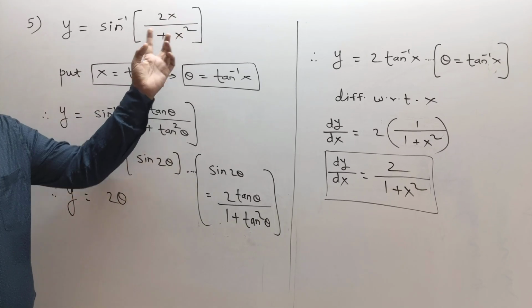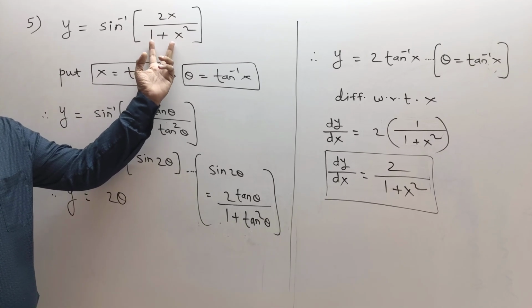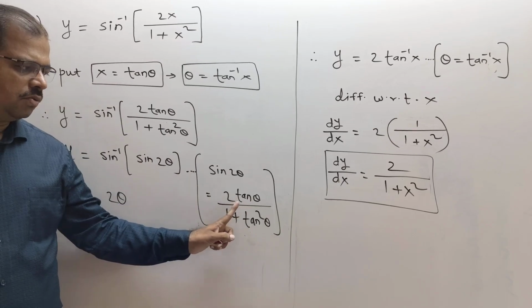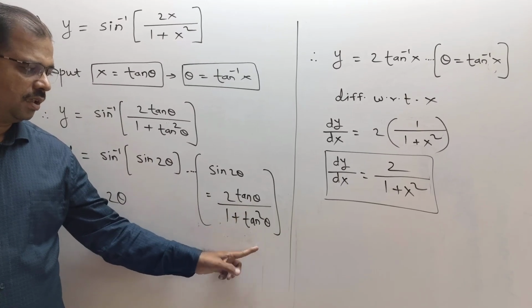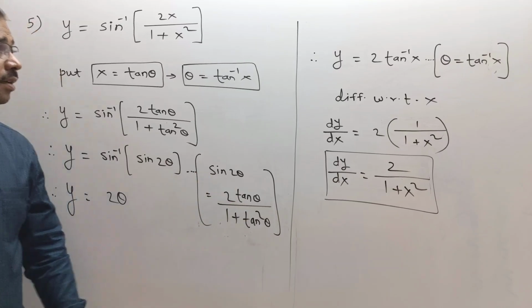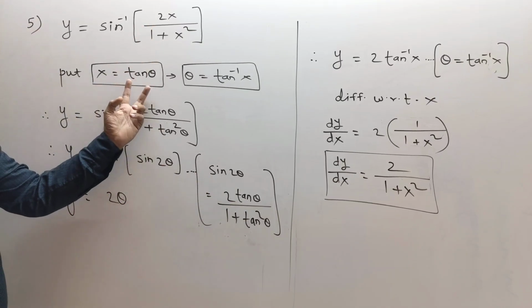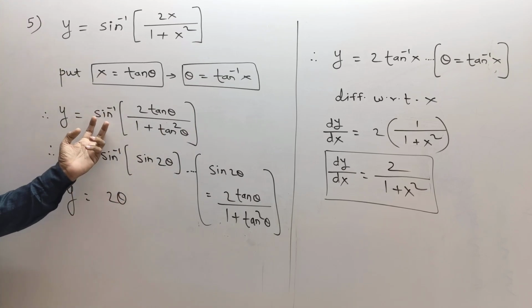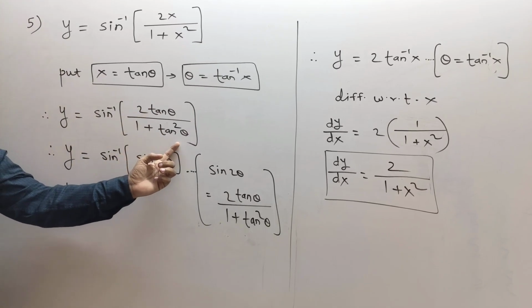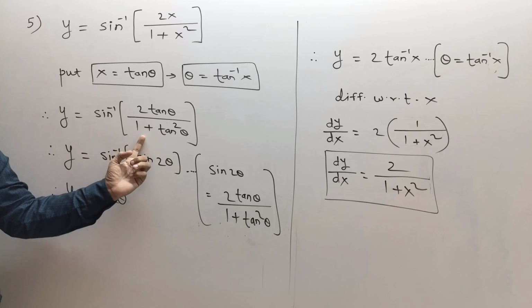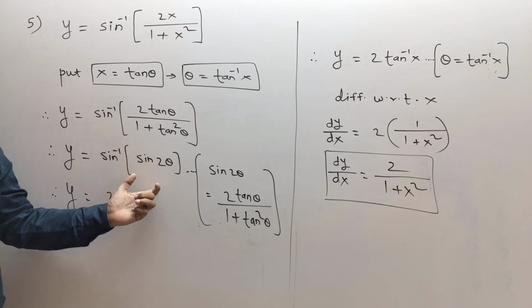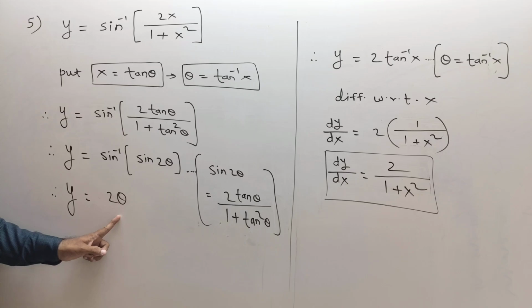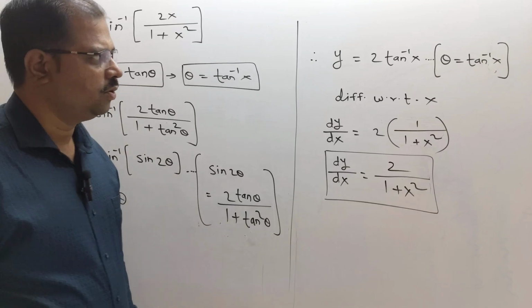We know that for such a type of term, 2x upon 1 plus x square, we use the formula 2t upon 1 plus t square. 2 tan theta upon 1 plus tan square theta is the formula of sine 2 theta. Therefore, put x is equal to tan theta, it implies theta is equal to tan inverse x. Therefore, sine inverse of 2 tan theta upon 1 plus tan square theta, which is sine 2 theta. Sine inverse sine gets cancelled, 2 theta.